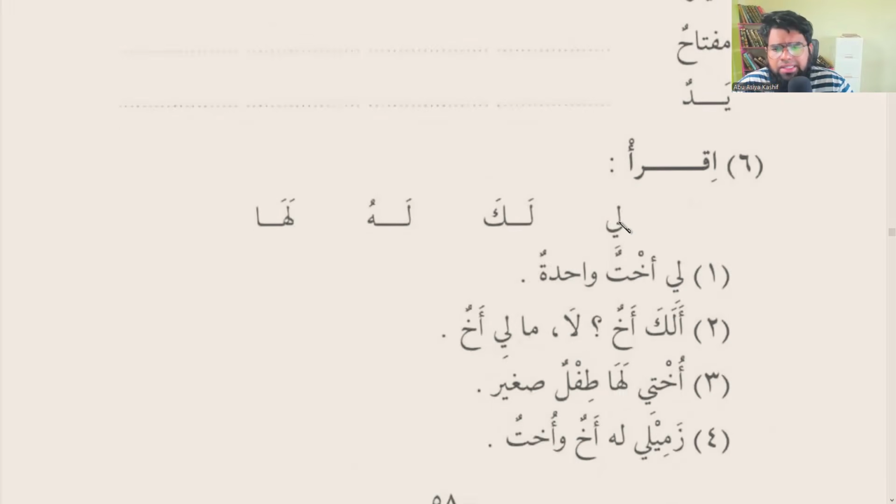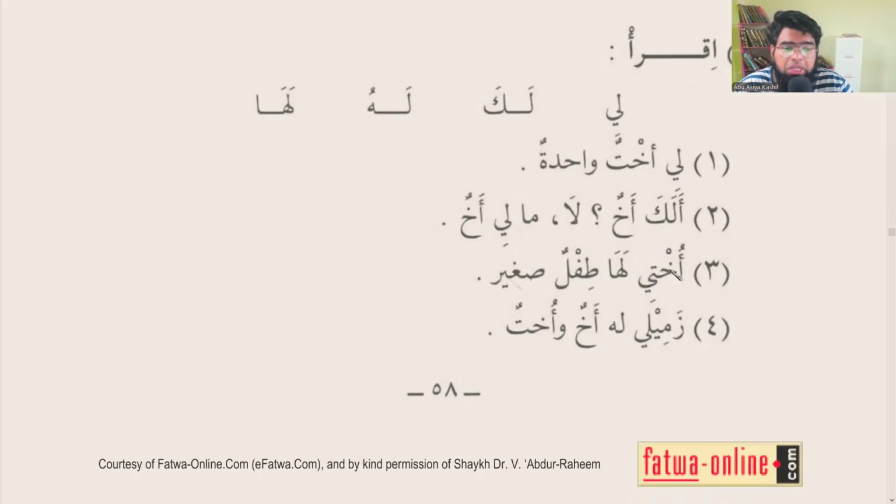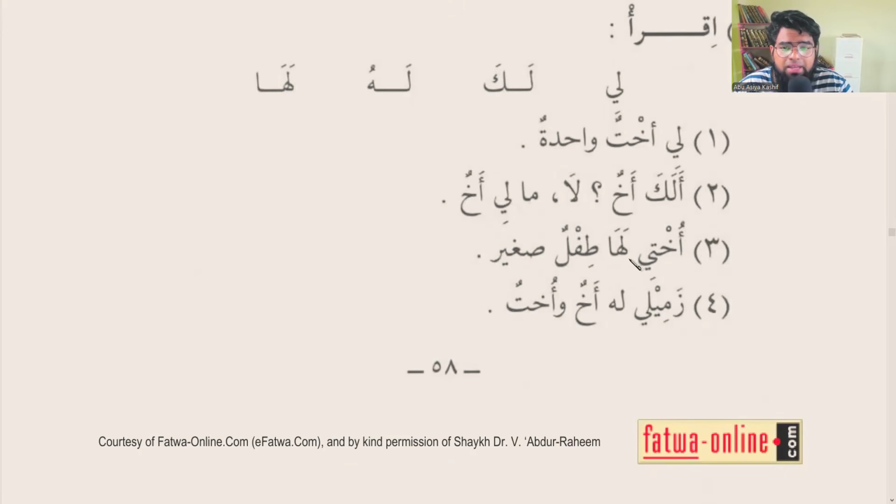اقرأ. Now, he's giving examples for li, laka, lahu, laha. This is for human beings. So he gives example. Li is 2 words again. Li plus ya. Li ukhtun wahidatun. I have one sister. Halaka akhun. Do you have a brother? La mali akhun. No, I don't have a brother. Ukhti laha tiflun saghirun. My sister, she has a small son.